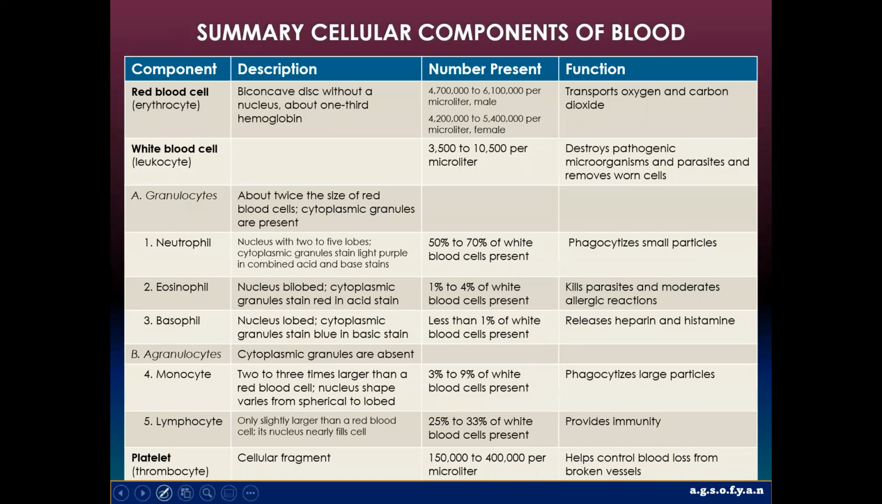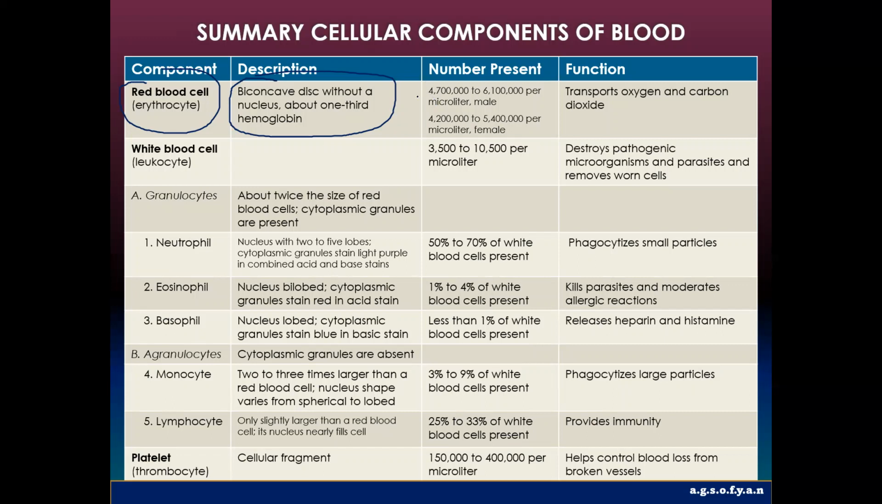Okay, now the summary of the components of the formed elements or cellular components of the blood. The most abundant one, of course, is red blood cell. The shape is biconcave, thinner in the middle, thicker on the outside. It looks like a lifesaver peppermint, you know, that you can use to make your mouth breathing fresher.